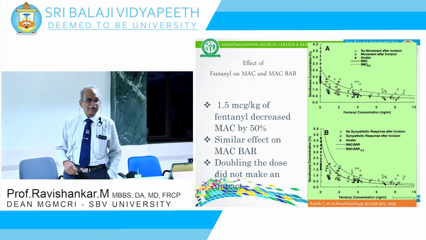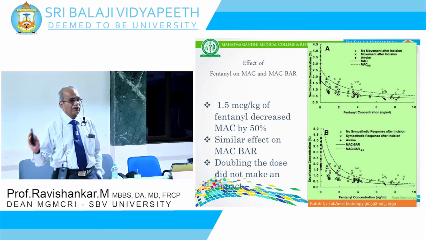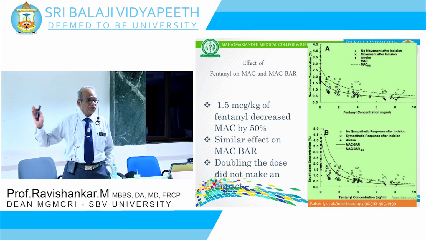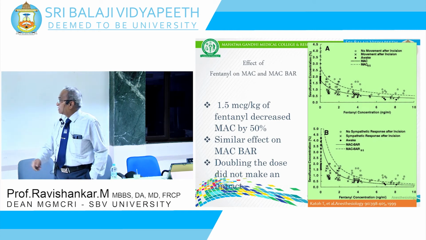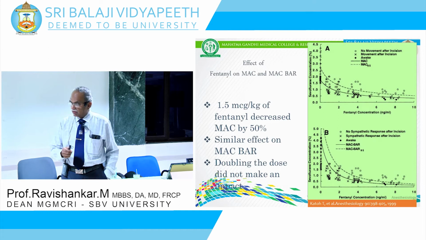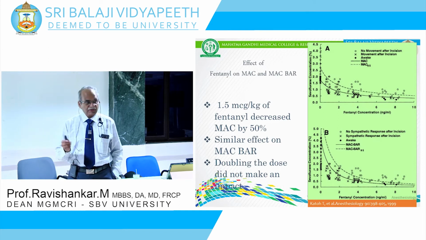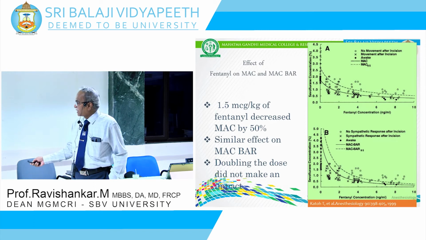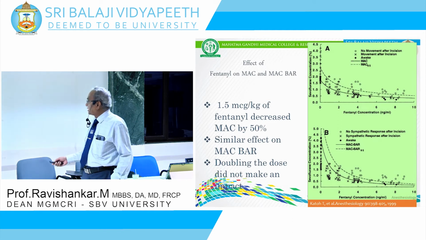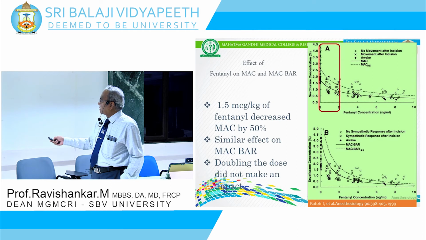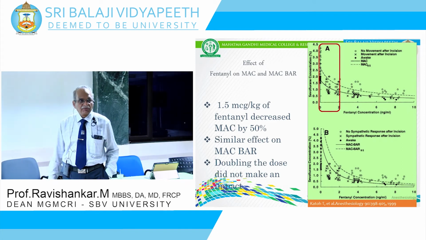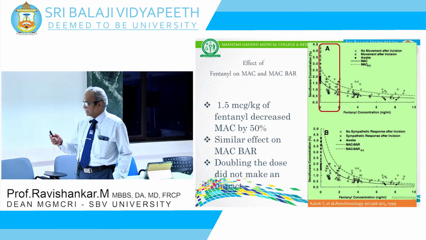So what are the other agents that can be used? The studies went on for sevoflurane, on how we can reduce the MAC and MAC bar by adding something. The first thing they studied was fentanyl. What's the effect of fentanyl on MAC and MAC bar when you're using sevoflurane? So 1.5 micrograms per kg of fentanyl decreases the MAC by 50%. When the MAC is here and you give 1.5 micrograms per kg, the MAC came down by 50% from the actual value. Okay, what happened to the similar effect on the MAC bar?